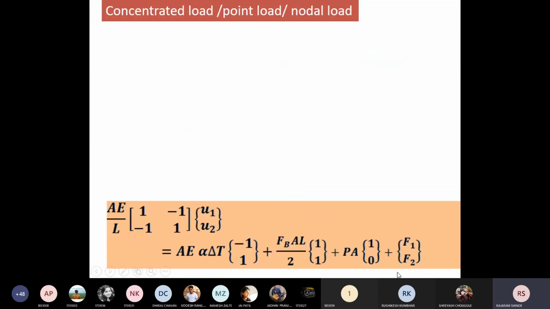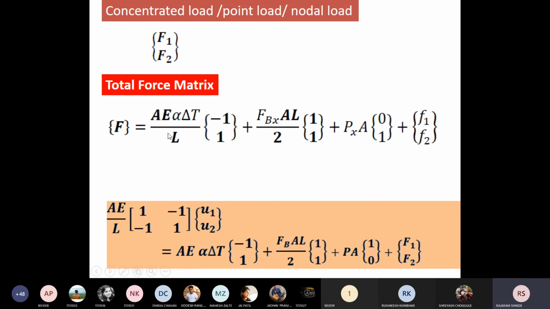Now next is point load. Point load is direct, F1, F2, a concentrated load. And your finite element equation becomes like this. You can see here, this is the total force matrix: thermal load, body load, pressure load, and nodal load. After that, this is your stiffness matrix into displacement. This is your thermal load, this is your body load, pressure load, and force matrix.